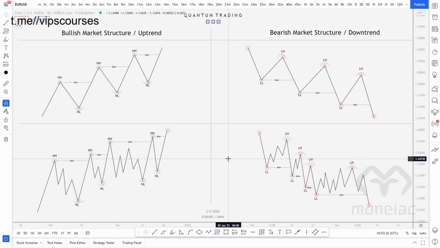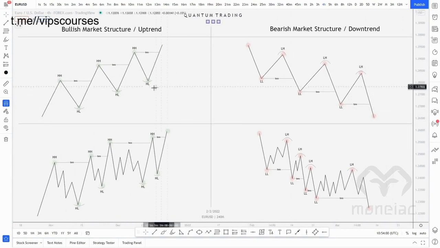Now we'll go through that in another video or another part of this section, going through a range bound market. But what we've got here in front of us are the two kinds of bullish or bearish trends that we have. On the left hand side we've got bullish market structure, or an uptrend. This example that I'm circling right now is your clear, clean as day model of how a bullish trend would look.